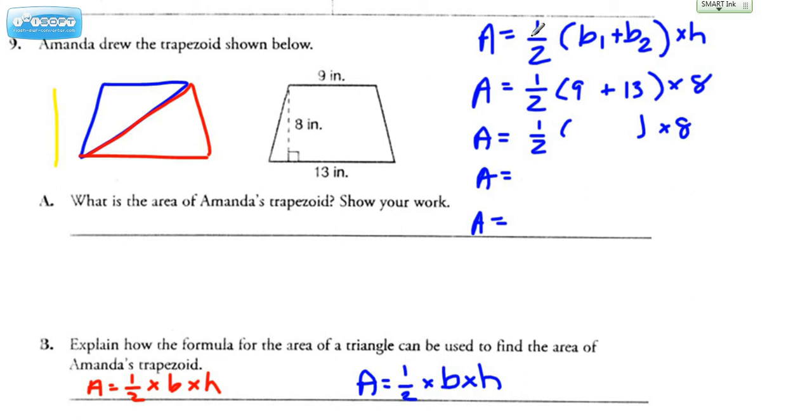Recall that the formula is 1/2 of the sum of the parallel sides, which we call base 1 plus base 2, times the height. The lines that are parallel to each other are this line and this line, so that's what we're going to add together, and we're going to put the sum of those numbers right here.